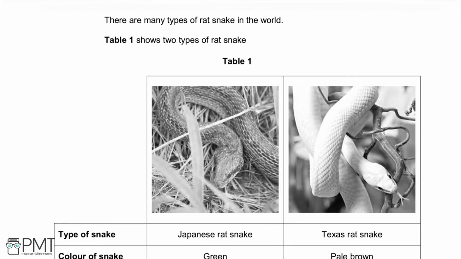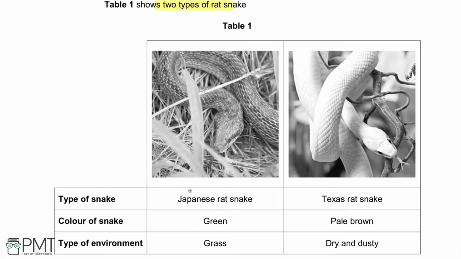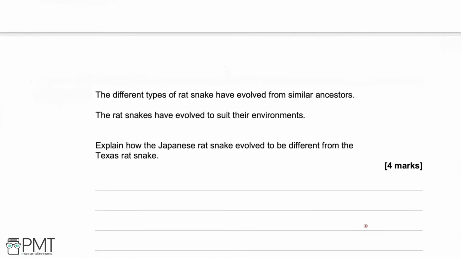There are many types of rat snake in the world. Figure 1 shows 2 types of rat snake. Let's have a look at Table 1. Well, first of all, we can see the Japanese rat snake, which lives in a grass area and is green. Then we also have the Texas rat snake, which lives in a dry and dusty environment and is pale brown.